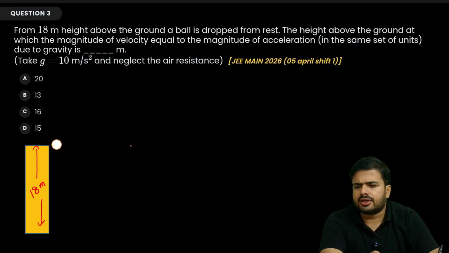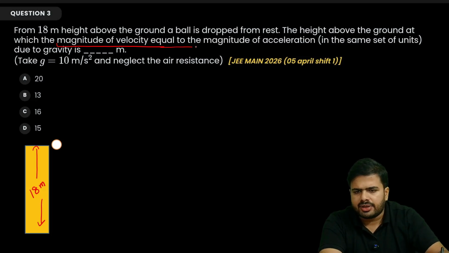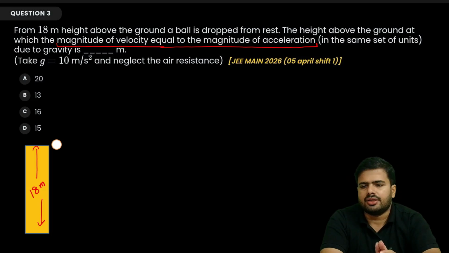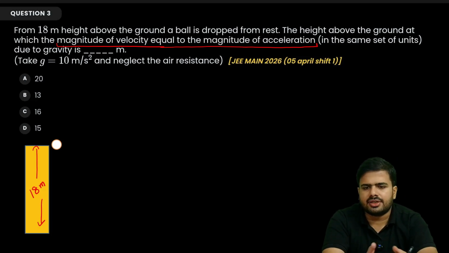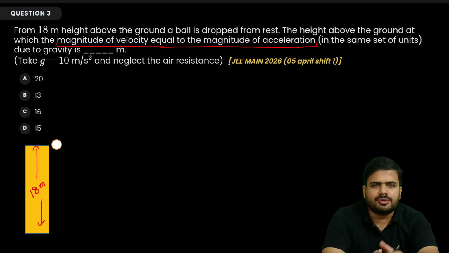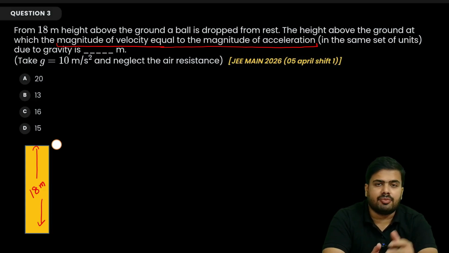The height above the ground at which the magnitude of velocity is equal to the magnitude of acceleration. This is the condition of the question. Magnitude of velocity must be equal to magnitude of acceleration. So acceleration all the time here will be equal to g because it is under free fall. That is 10 meter per second square we can take. So here they are saying that velocity also should be 10. When this velocity becomes 10, at that particular time we have to find out what is the height of that particular point.